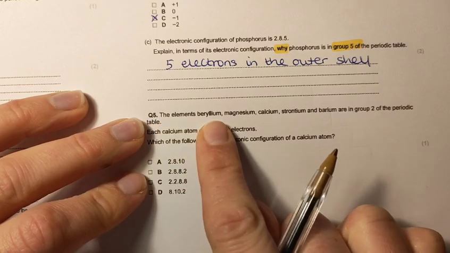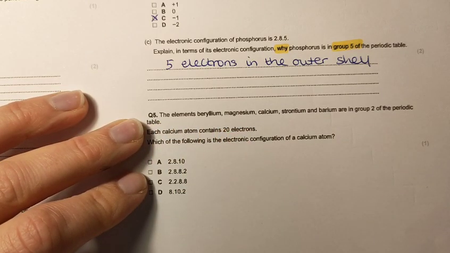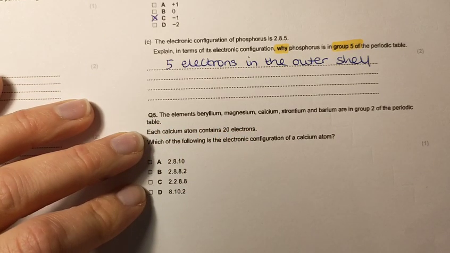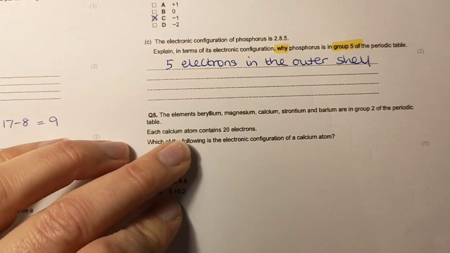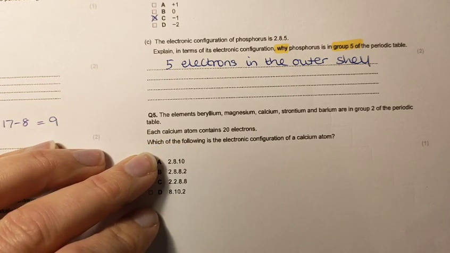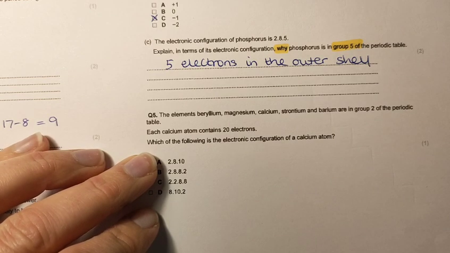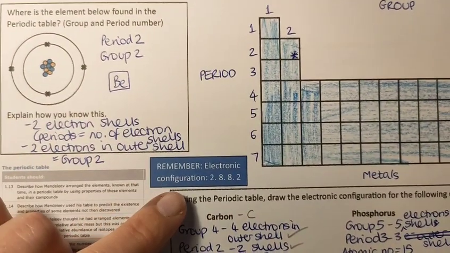So the elements beryllium, magnesium, calcium, strontium and barium are in group 2 of the periodic table. Each calcium atom contains 20 electrons. Which of the following is the electronic configuration of a calcium atom? So we have talked about that before. Okay, we'll do it again. Doesn't do any harm doing it more than once.